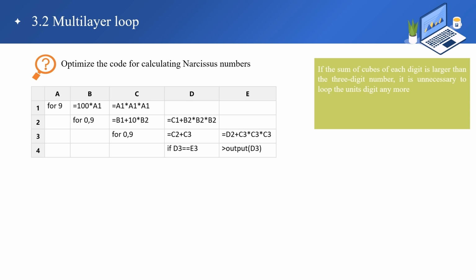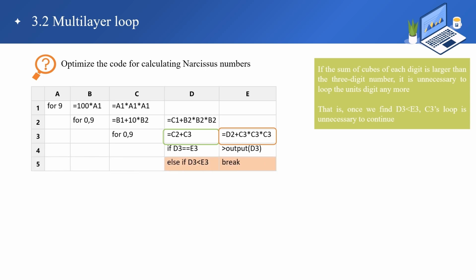Then, the gap between the 3-digit number and the cube sum cannot be smaller and will be bigger in general, so they cannot be equal. In other words, once we find D3 is less than E3, C3's loop is unnecessary to continue. It is impossible to find a Narcissus number under the condition that A1 and B2 are unchanged. Any further calculation is just a waste of time and calculations. Most programming languages, including SPL, provide break statement to abort the current loop, and the code is rewritten like this. This code has one more line, but the computing performance is much better than before.